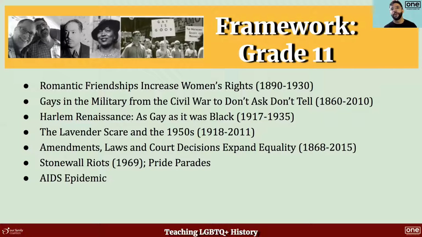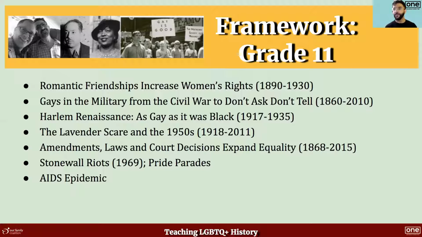Harlem Renaissance, we will talk about how queer identities were a big part of the Harlem Renaissance and what brought the Harlem Renaissance to its prominence, as well as racial and ethnic identities. And then later on, as we move through the 20th century, we have the Lavender Scare, which was essentially the systemic removal of gays and lesbians from government jobs.